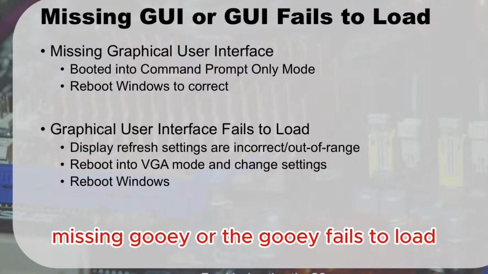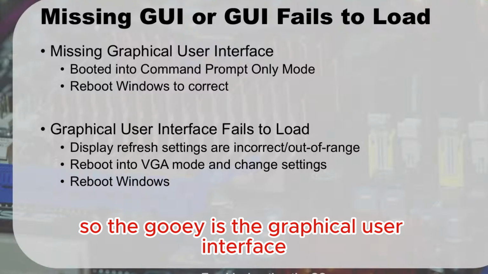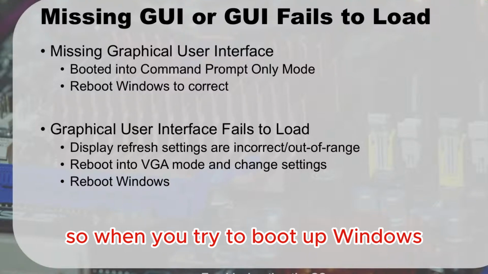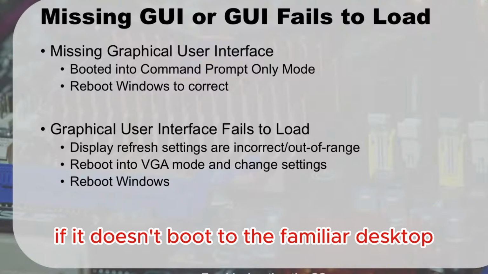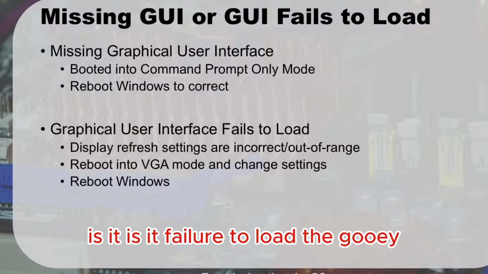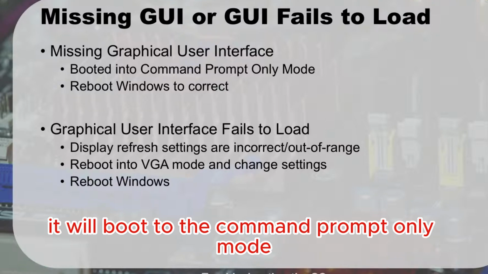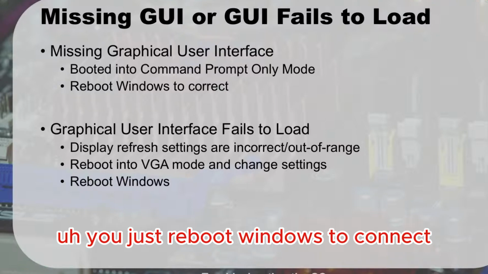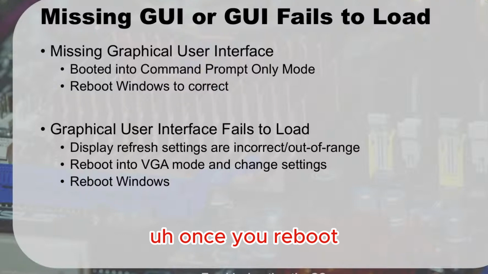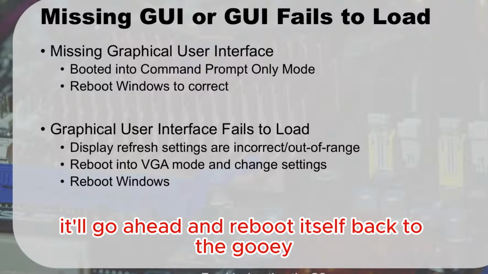Missing GUI, or the GUI fails to load. The GUI is the graphical user interface. So when you try to boot up Windows, if it doesn't boot to the familiar desktop, that's what we're talking about, a failure to load the GUI. If the GUI is missing, it will boot to the command prompt only mode. You just reboot Windows to correct it. Once you reboot, it'll go ahead and boot itself back to the GUI.